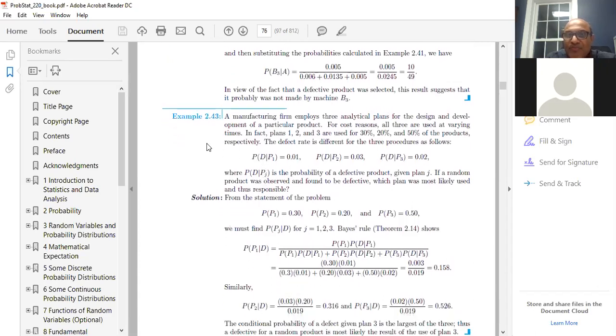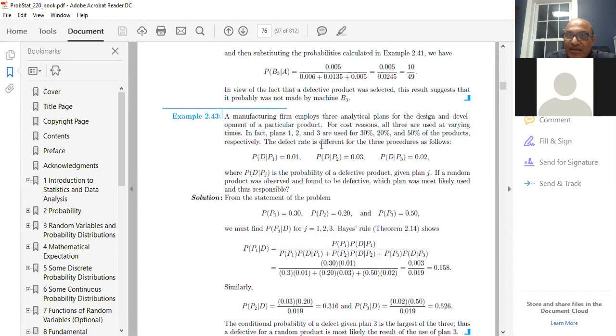One more example. A manufacturing firm employs 3 analytical plants for the design and development of a particular product. For cost reasons, all 3 are used at varying times. In fact, plants 1, 2, and 3 are used for 30%, 20%, and 50% of the products respectively. So plant 1 is used for 30%, meaning 0.30. Plant 2 is used for 20%, 0.20. Plant 3 is used for 50%, 0.50.